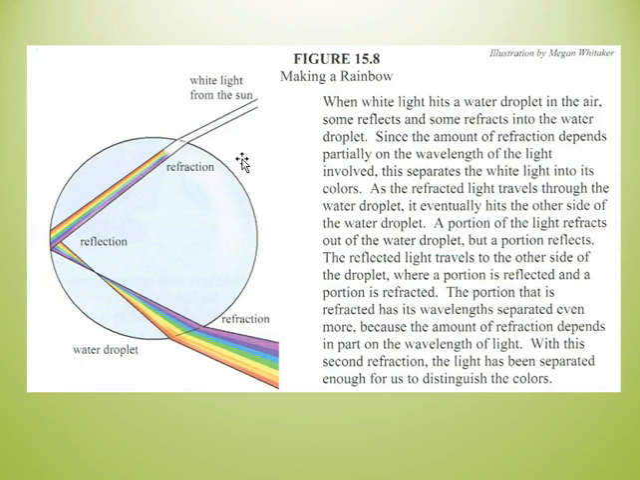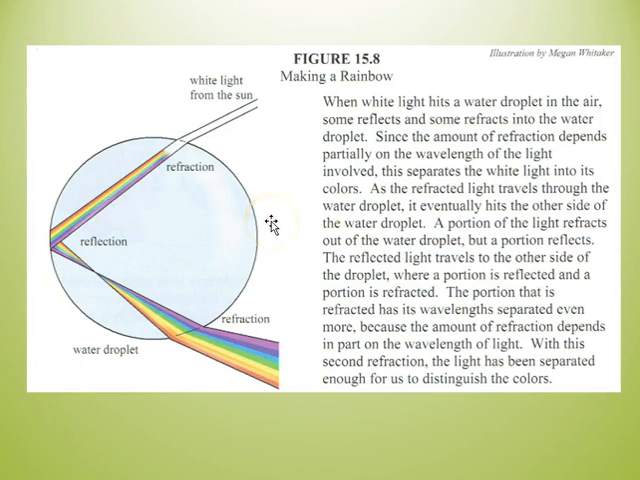When white light hits a water droplet in the air, some reflects and some refracts into the water droplet. Since the amount of refraction depends partially on the wavelength of the light involved, this separates the white light into its colors. So here we have white light coming from the sun, and you'll see that you have colors separating, and you have your red on top, violet on bottom.